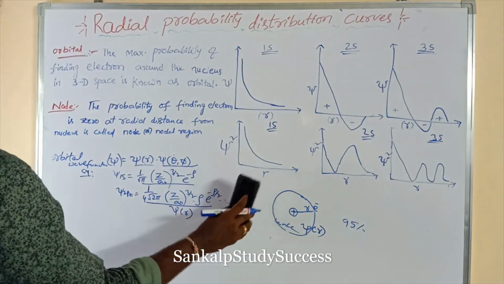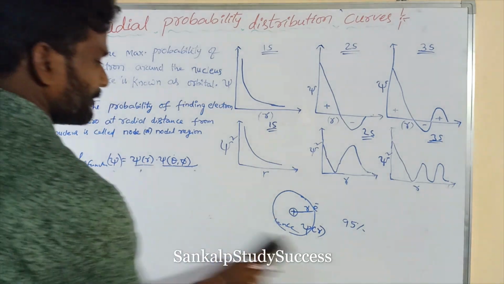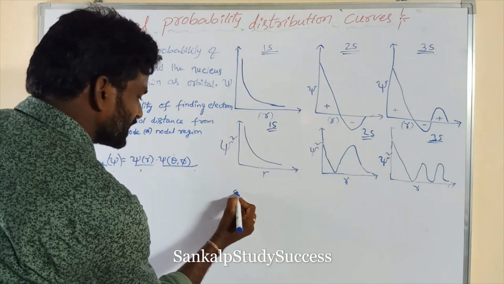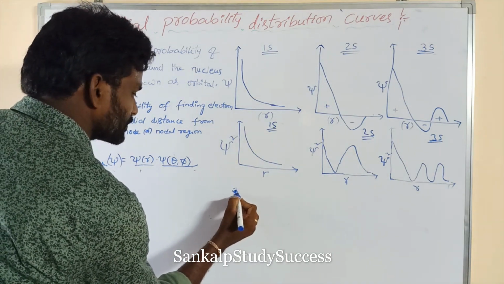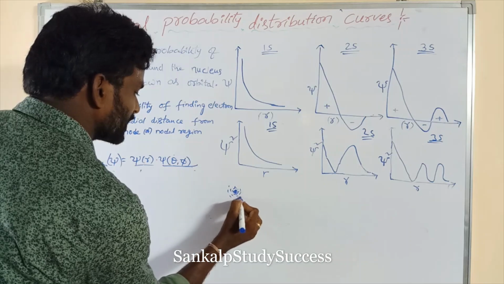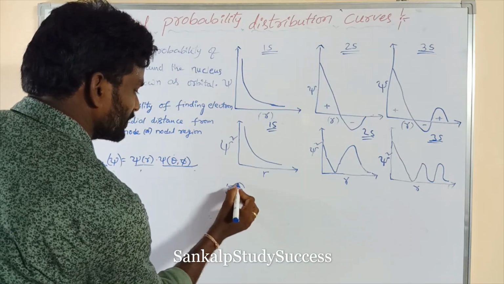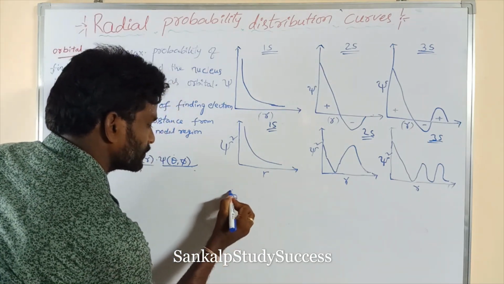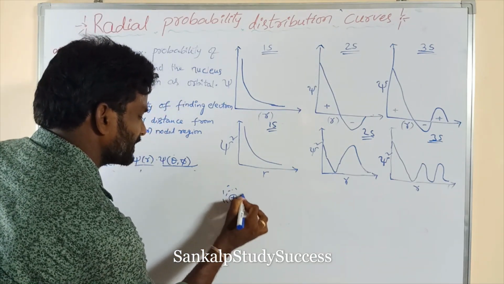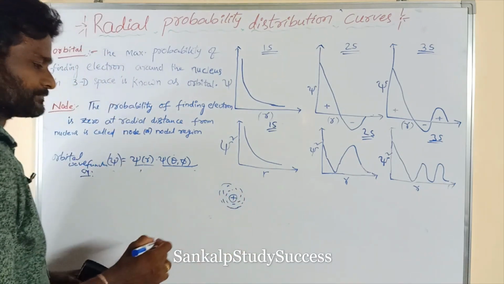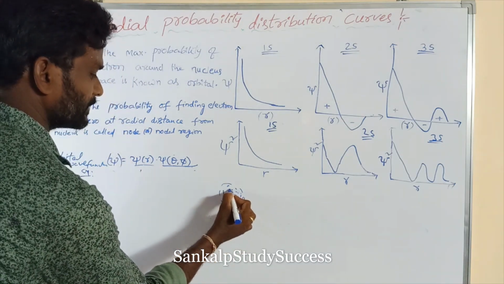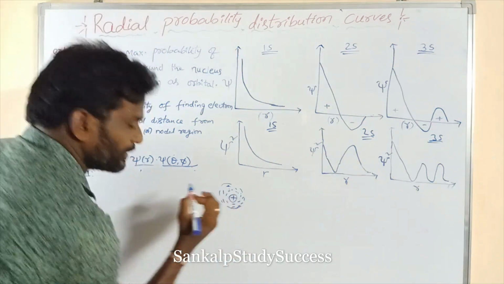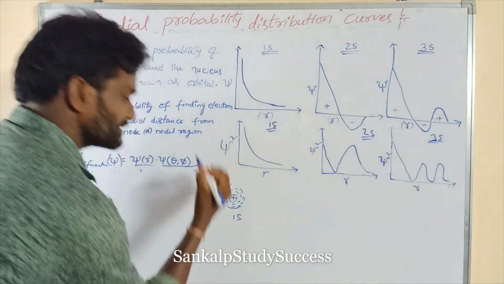So this is over. Next, node. What is node? Listen to me. This is the nucleus, and this is the probability of finding the electron around the nucleus. Right. So this is said to be an orbital. This is for the 1s orbital.